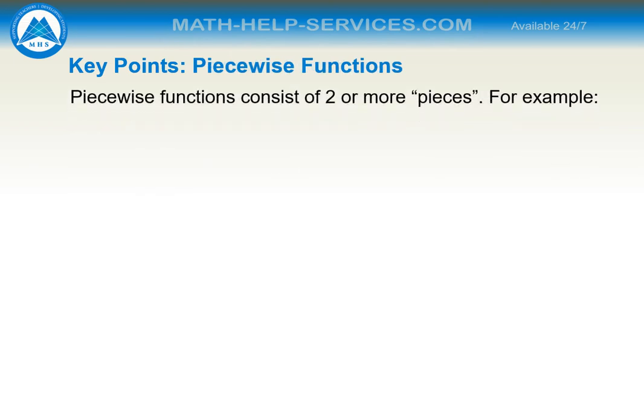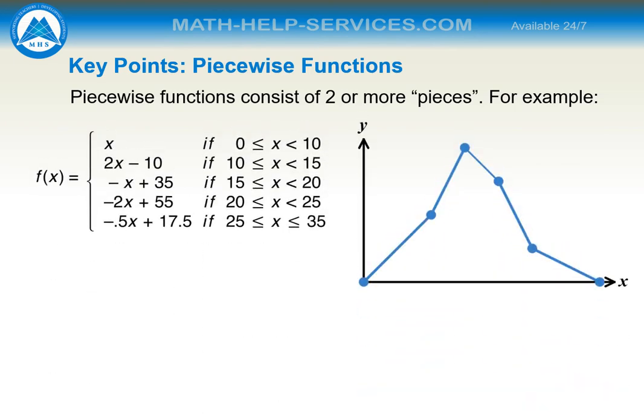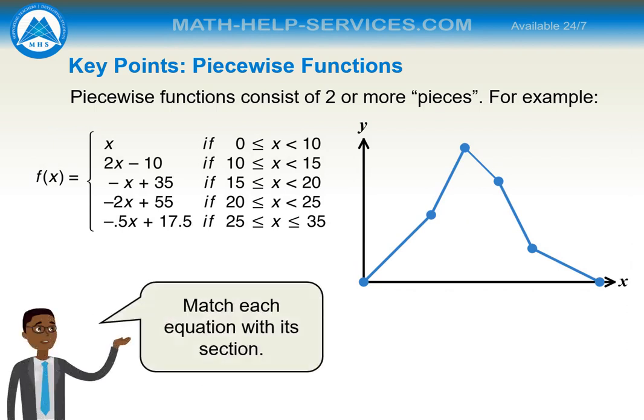Now let's look at piecewise functions. Piecewise functions consist of 2 or more pieces. For example, this would be a piecewise function. We match each equation with its section. First, f of x equals x when x is between 0 and 10. f of x is 2x minus 10 when x values are between 10 and 15. f of x is negative x plus 35 when the x values are between 15 and 20. When the x values are between 20 and 25, we use equation 4. And when the x values are between 25 and 35, we use equation 5.